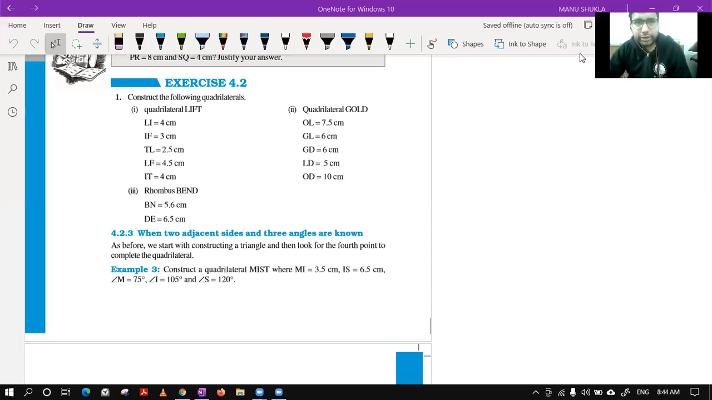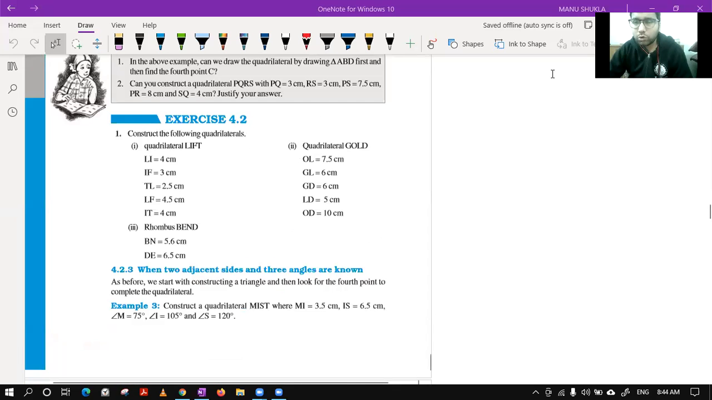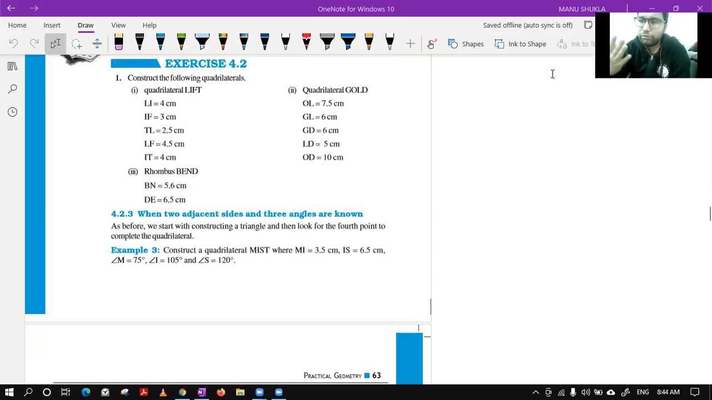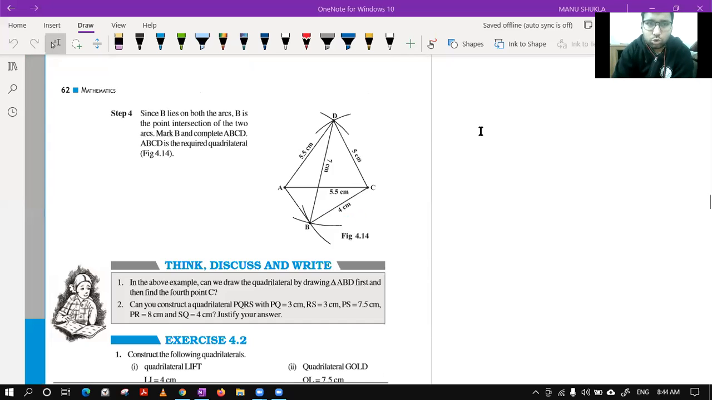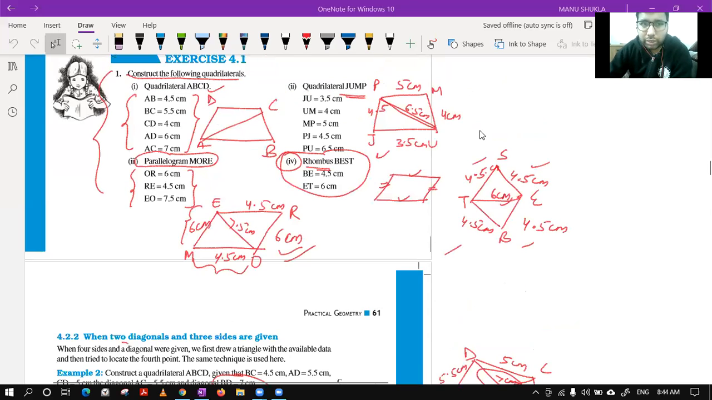In the last class, we did exercise 4.1, which was based on the first case of constructing a quadrilateral in which you had four sides given and one diagonal given. We have seen in the last two parts, we had to use the properties of parallelogram and property of rhombus, which helped us to get the remaining parts.